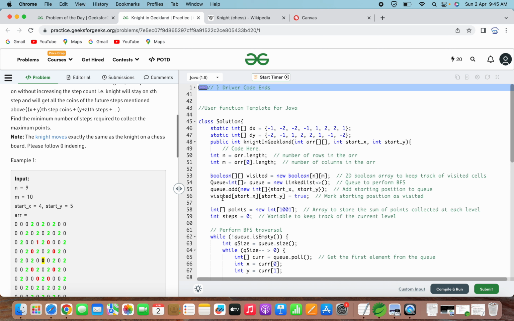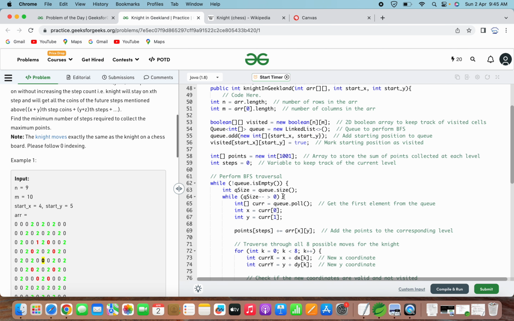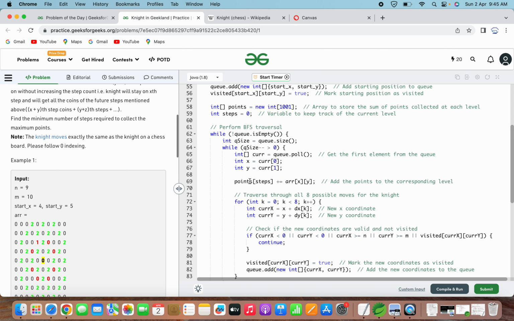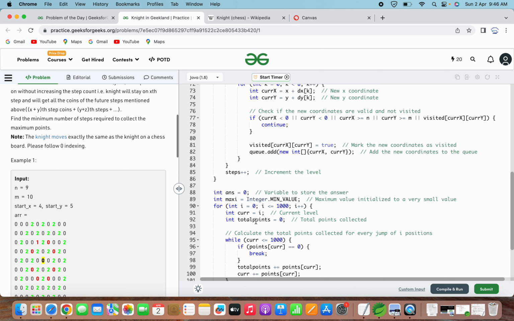Then while the queue is not empty, perform the following operations: get the first element from the queue, and add the points at the current position to the corresponding level in the array that we are calling points. Then traverse through all 8 possible moves for the knight and add the new position to the queue if they are valid and not visited. That means this conditional range is there. Then increment the level. Once all these steps are done in this while loop, we create a loop to iterate through all possible jumps from 0 to 1000 and calculate the total points collected for every jump.